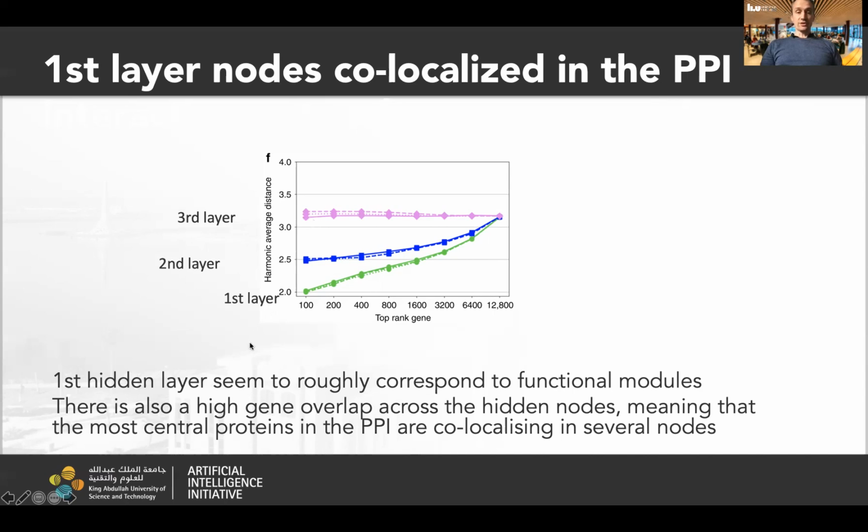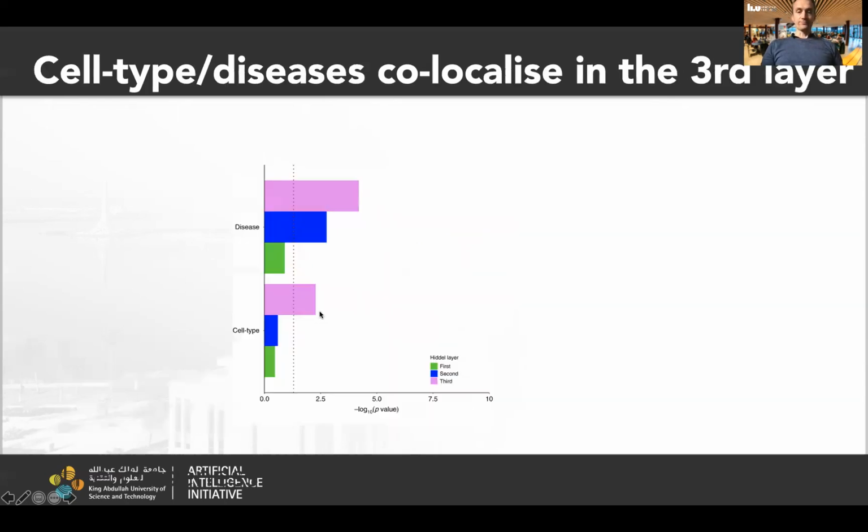So it seemed like the first hidden layer contained something that we have sometimes called functional modules in the systems medicine field. Doing the same for diseases and cell types that we had in the data, we found that they cluster mostly in the third hidden layer, and to a lesser degree in the second.